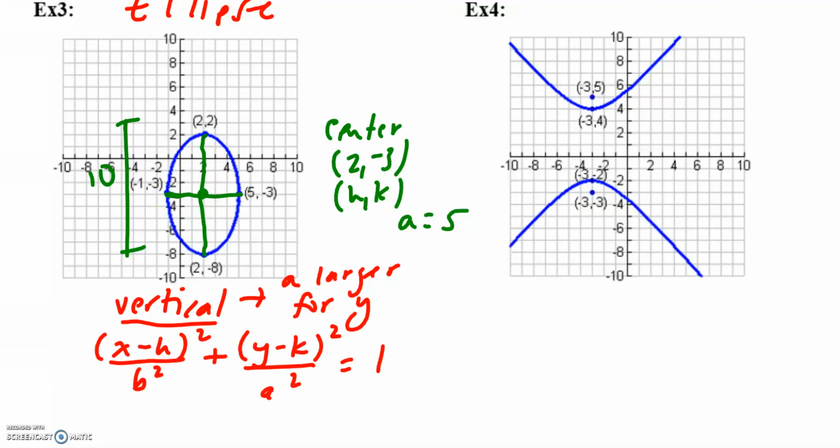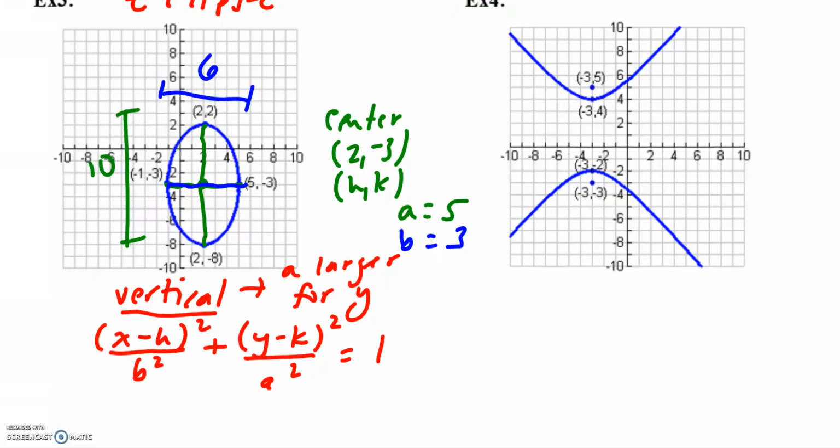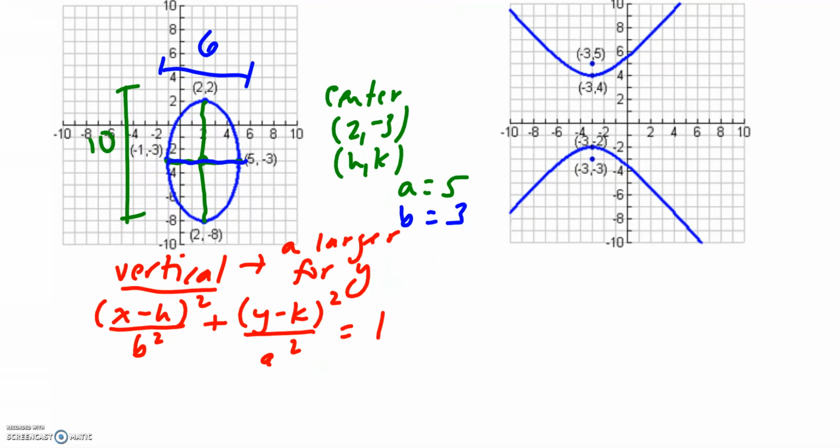My minor axis here is 1, 2, 3, 4, 5, 6 units. So this is 6 units long, which means that my B value must be 3 because it's defined from the center to the minor vertice. And so I actually have everything I need here.